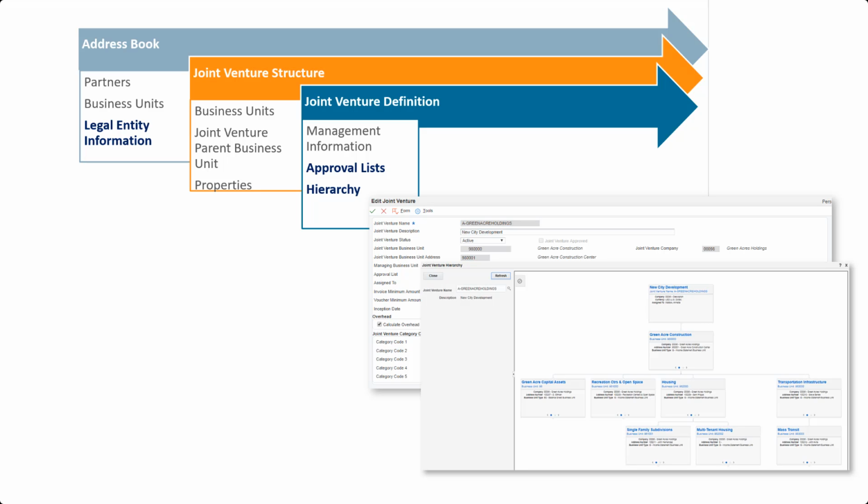In addition to these setup tasks, you must also set up information to calculate and process the overhead of a joint venture. Setting up overhead information is discussed in another video.